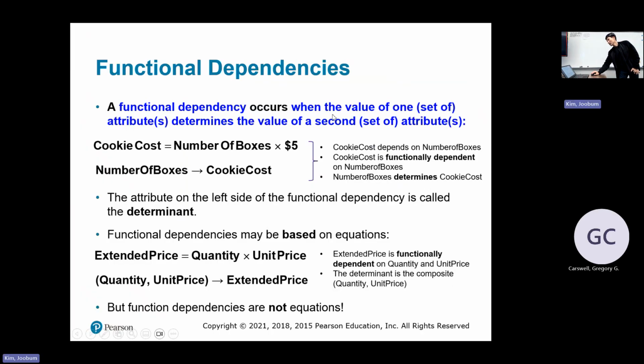What is that? Functional dependency. When the value of one set of attributes determines the value of a second set of attributes. So the number of boxes determines cookie cost. In other words, cookie cost is functionally dependent on what? Number of boxes. So that kind of relation is functional dependency. Make sense? From this relationship, we are able to select the determinant. Then from the determinant, we are able to get the candidate key. From the candidate key, we are able to get the primary key. Make sense? Okay.